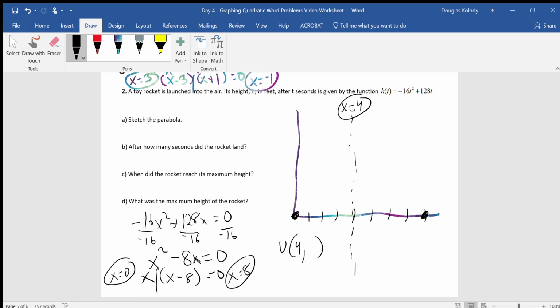Once again, I need to plug into the original function, so I'll do negative 16 times 4 squared plus 128 times 4. All right, that's going to be a big answer. So that's negative 16 times 16. And what is negative 16 times 16, or 16 squared? That's a big answer. That's 256. Negative 256 plus 128 times 4, which is, what is 128 times 4? I'll give you a second if you need to work it through, but that's 512.